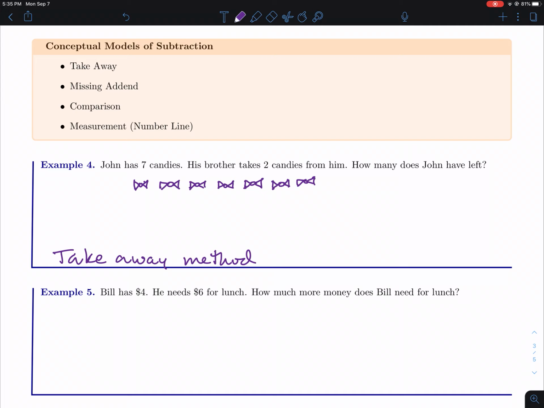And the idea is his brother takes 2 candies away from him. So his brother is going to take 2 candies, and they're going to go away. They're going to eat them, whatever it takes. So the idea is we're taking them away from this pile. And how many candies does John have left over? So what he has left over are these guys here. So it'd be 1, 2, 3, 4, 5. So John has 5 candies left.